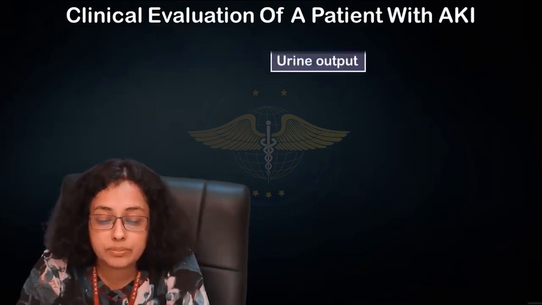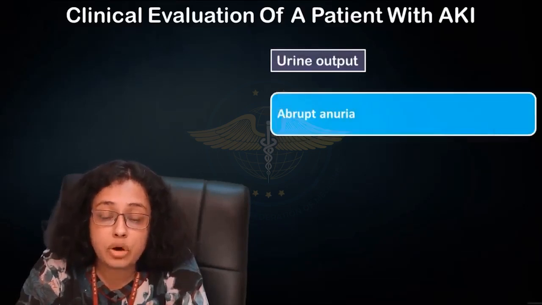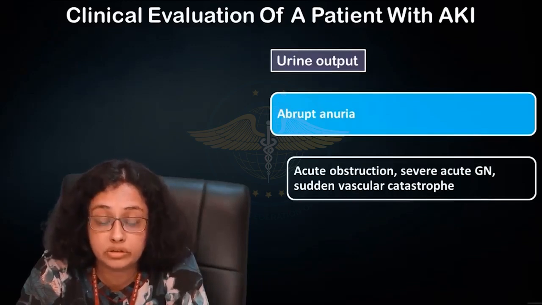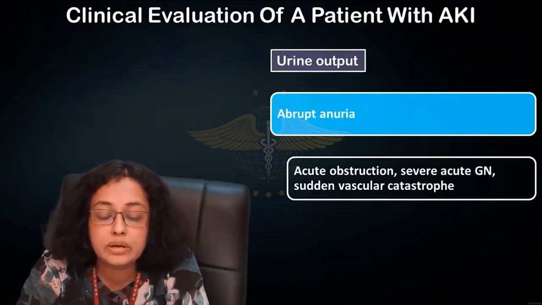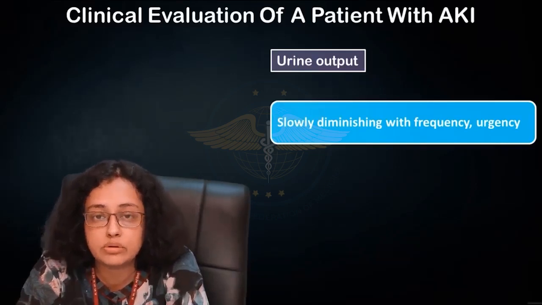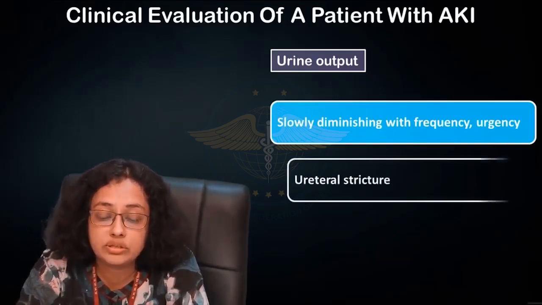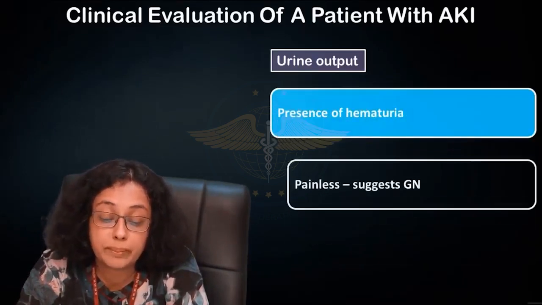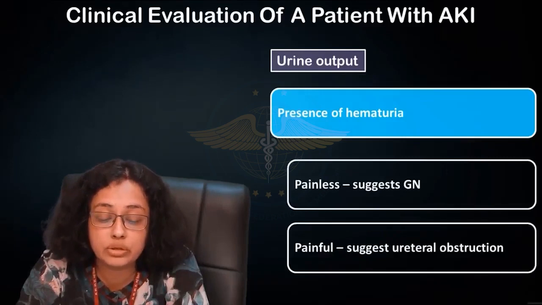The urine output assessment is important. If there is an abrupt stoppage of urine, suggesting an acute obstruction, that should be ruled out. It could be because of a severe acute glomerulonephritis or a sudden vascular catastrophe like a bilateral renal artery thrombosis, though it's very less common. If there's a slow decrease in urine output with other urinary symptoms like frequency or urgency, then we need to look for a urethral stricture or a prostate enlargement. If there is blood in urine, it could be painless, where it is most likely to be a glomerulonephritis. And if there's painful hematuria, it is more likely to suggest a urinary tract obstruction.